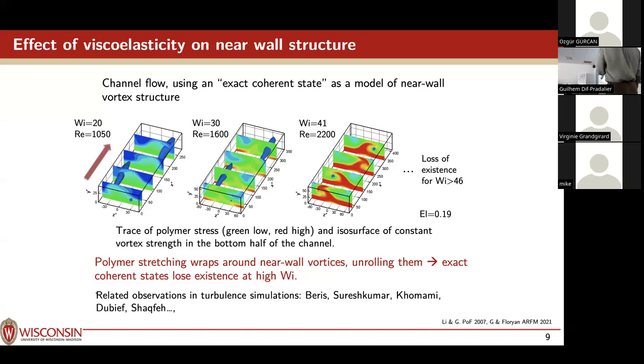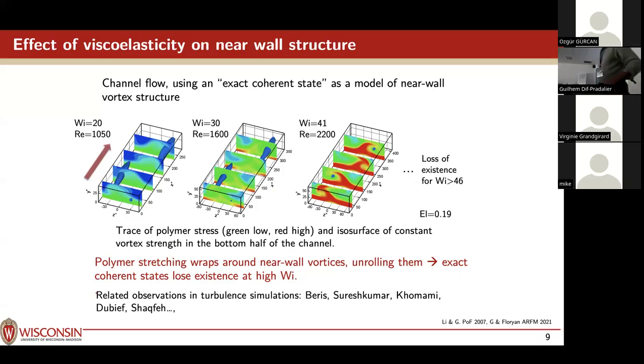Here are the vortex cores. Now you're starting to see larger polymer stretching. And here, at Weisenberg number 41, the quasi-streamwise vortices have become much weaker, and what you're seeing now is the stretched polymer that's being carried up from near the wall. Now that stretched polymer is wrapping around these quasi-streamwise vortices.